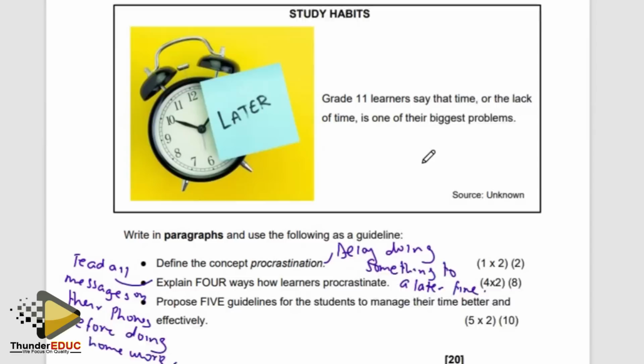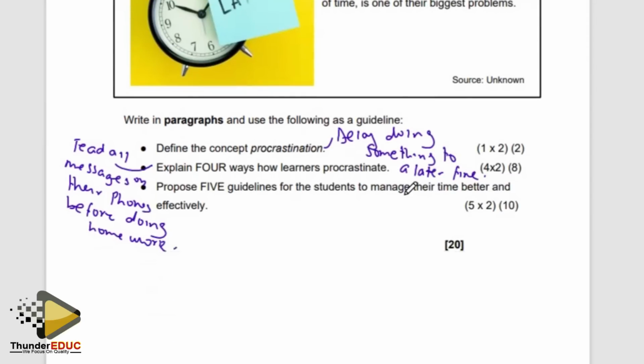Then you can get, remember they said 4, so you give any 4. Then propose 5 guidelines for the students to manage their time better and effectively. How to manage your time better and effectively. 1, you need to always be on time, walk fast when you move between classes.